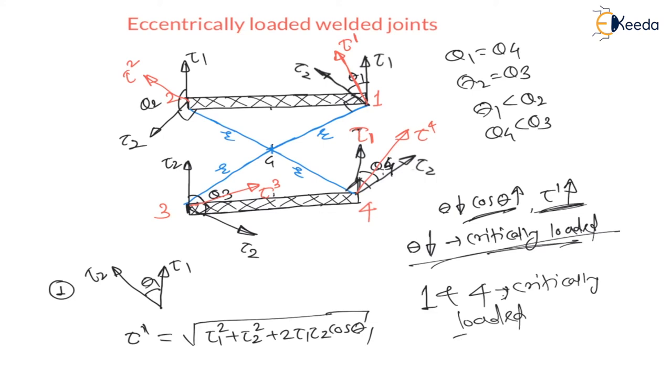Therefore, we have to design these critically loaded corners, right? And how to find primary shear load? That we have seen: primary shear load is equal to force divided by area, and secondary shear load is equal to torque divided by J into R, right? T by J into R.